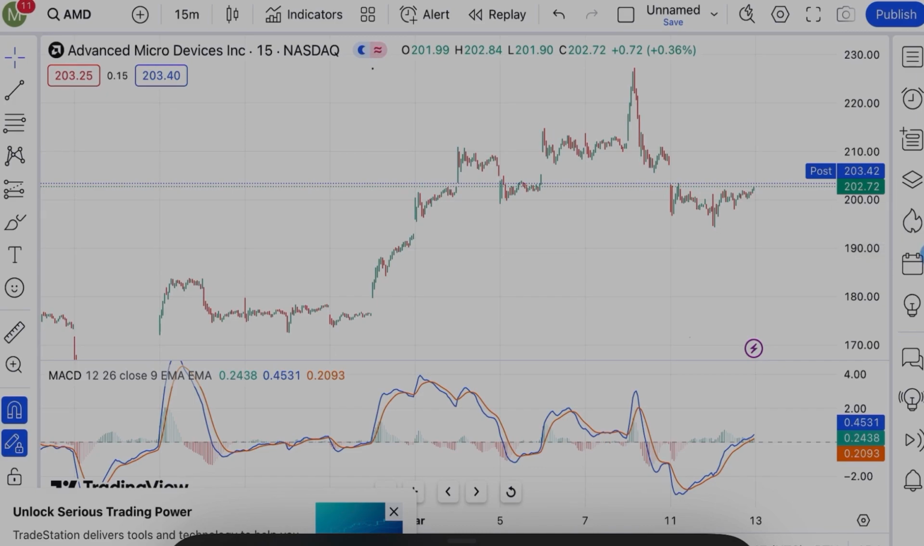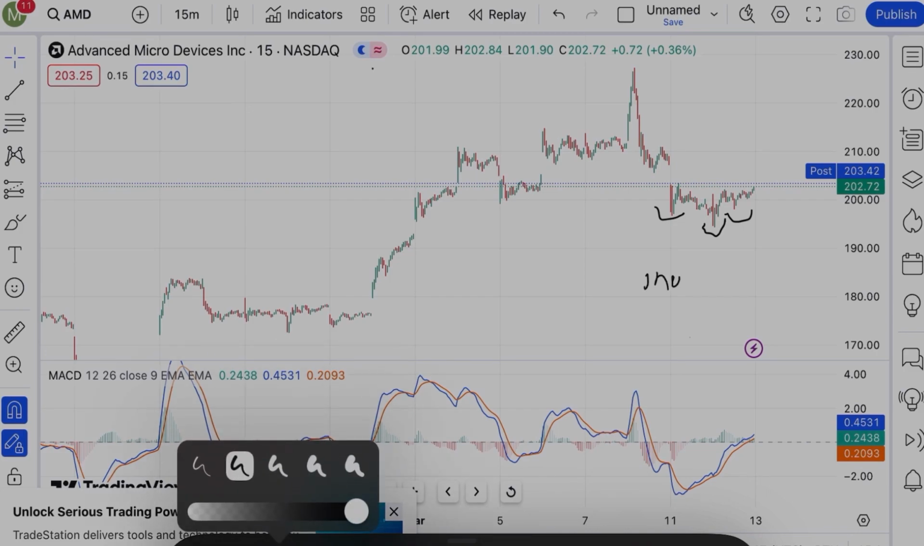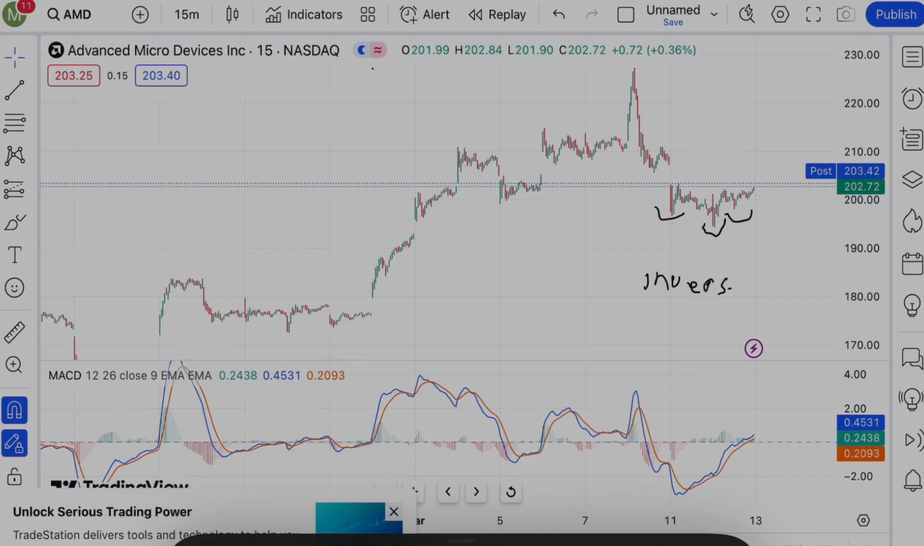Okay, now let's pull out some patterns. You got to go to the smaller time frame to pull out the patterns, right? So what I see right here, I see an inverse head and shoulders. And the inverse head and shoulders is just like the head and shoulders, except reversed. So it's not a confirmed pattern until it breaks the neckline, right?